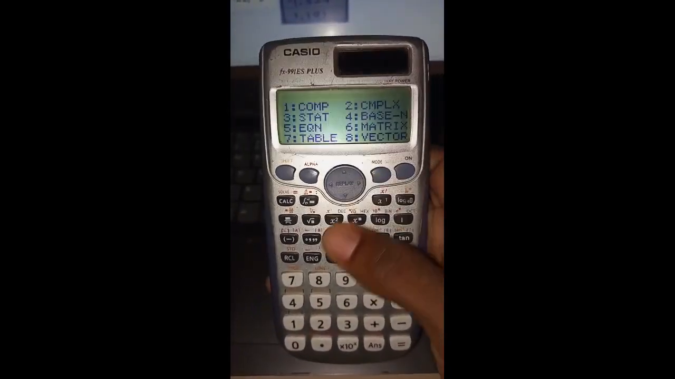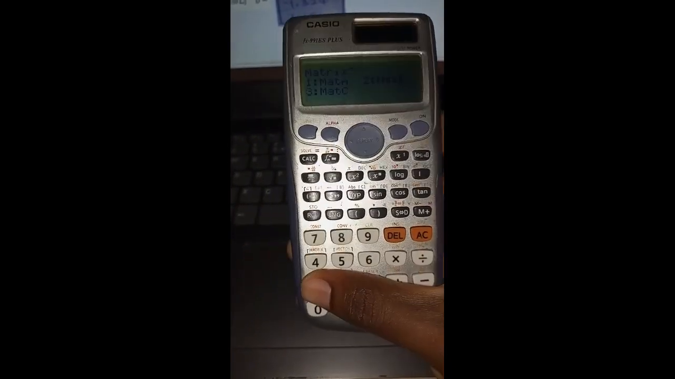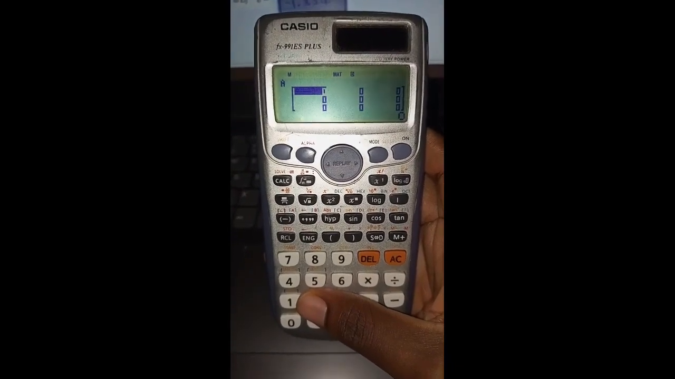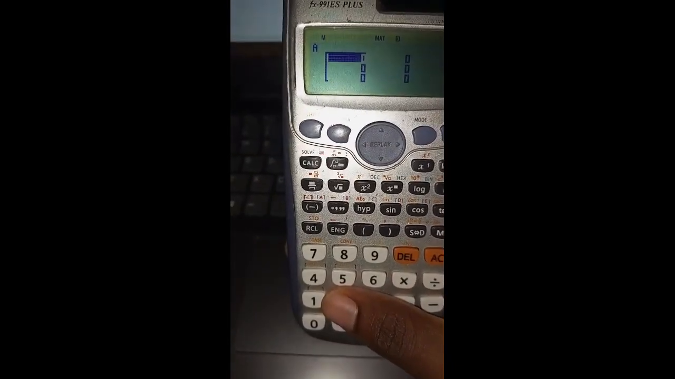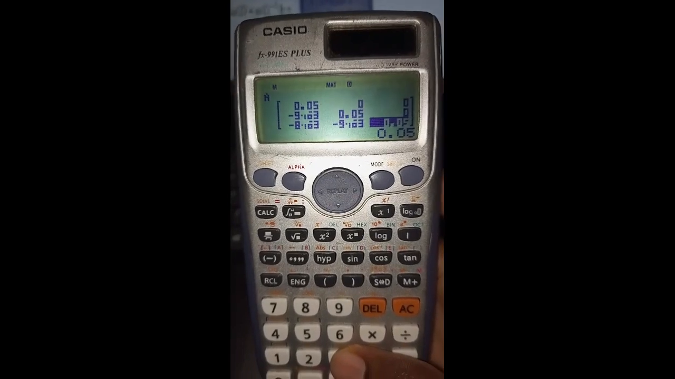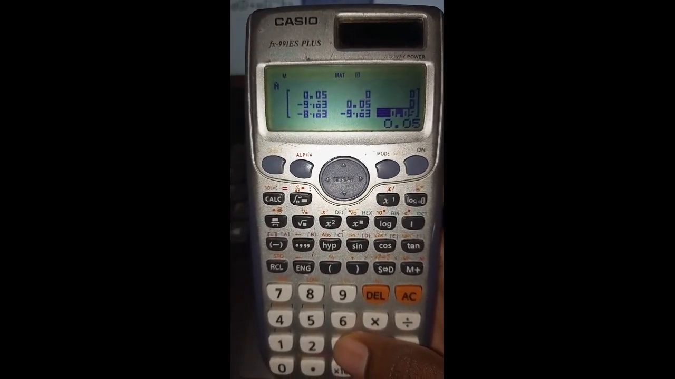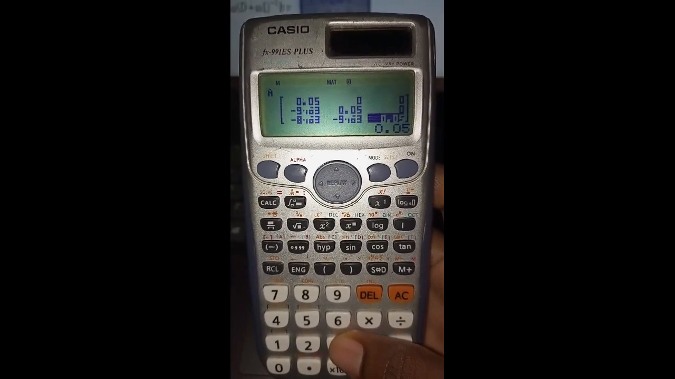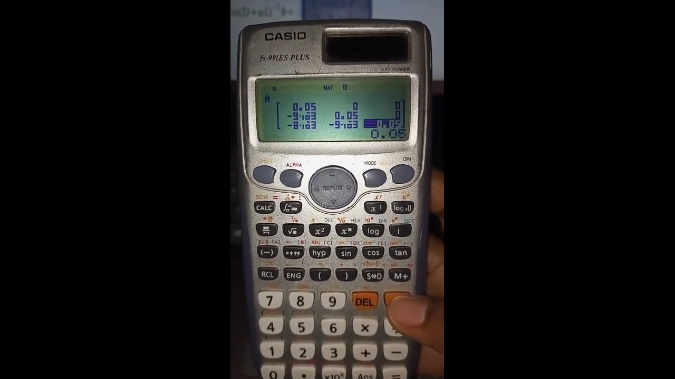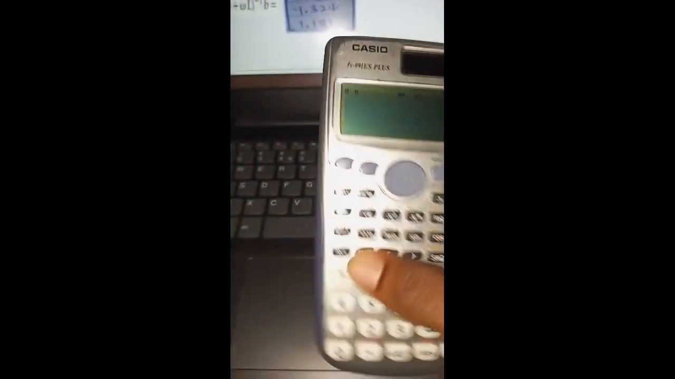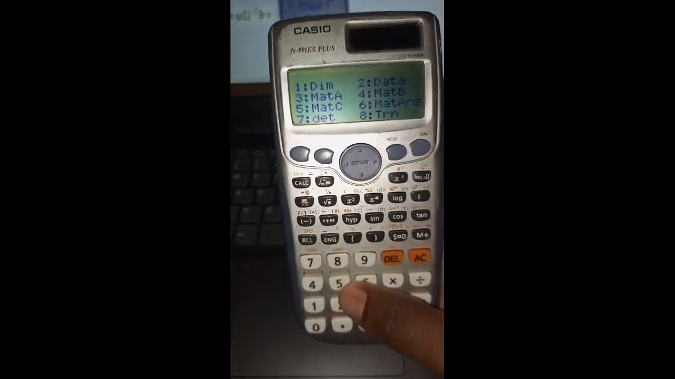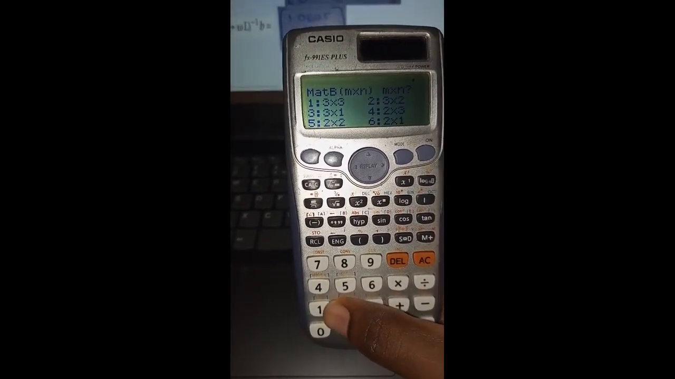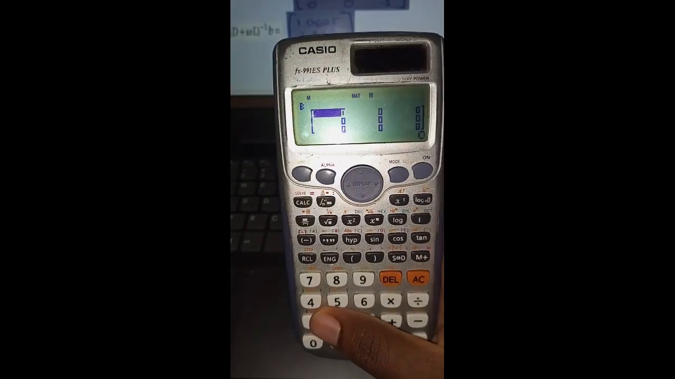So let's go to mode, then choose matrix, then choose one, a 3x3 matrix. Now I'm going to input the values for the first term. So now I have made the inputs for the first term that we had. The next thing to do is that we are going to take the second term and also make the entries for it in Mat B. So I'm going to clear from here, then choose Mat B. So go to data and then choose 2, Mat B. Mat B is also a 3x3 matrix, so 1. Then I'm going to make the entries for that one.